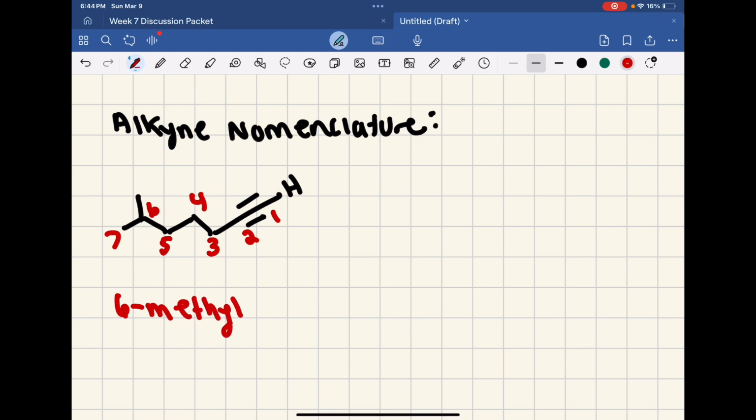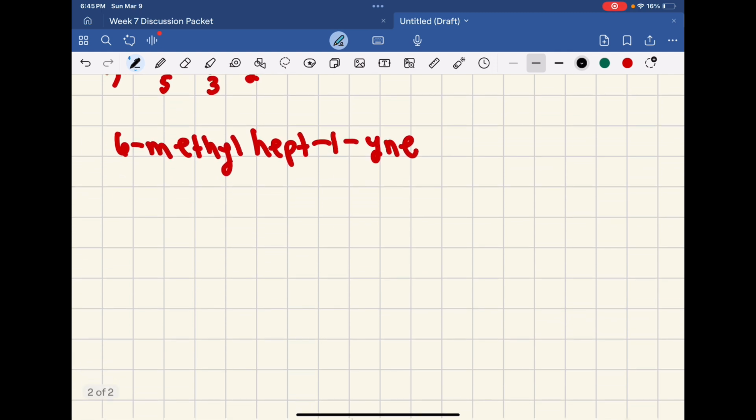The parent chain is hept. Where is that alkyne? At 1. And obviously we would end it in yne, Y-N-E. Pretty simple for that first molecule. Okay, let's try another one.